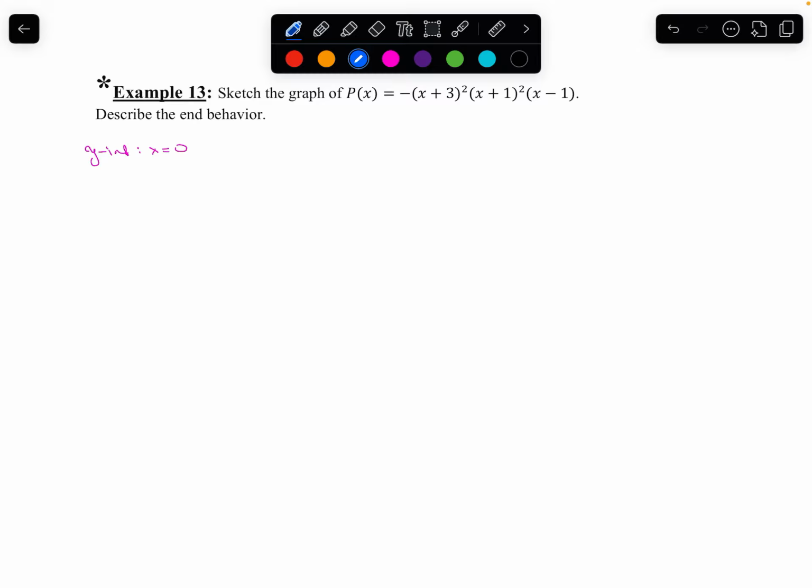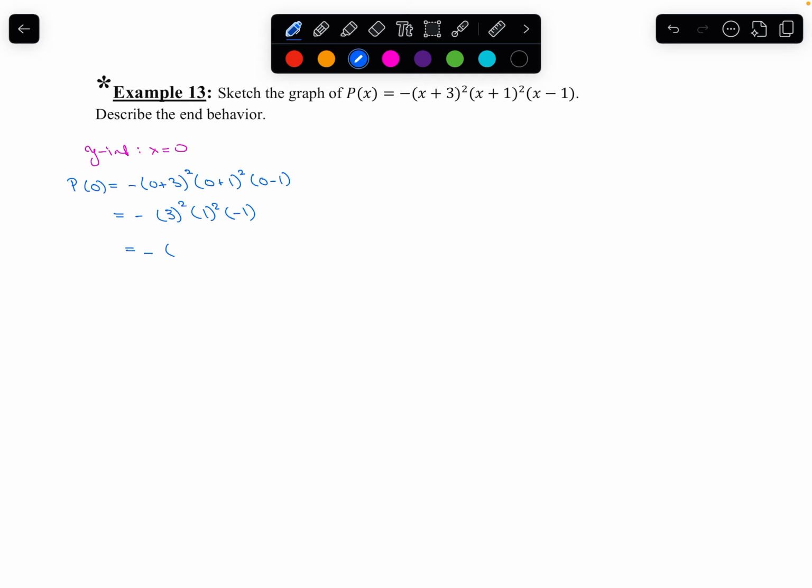So we have p at 0 is equal to negative 0 plus 3 squared times 0 plus 1 squared times 0 minus 1. So just plugging in zeros everywhere I see x. Okay, so don't forget, keep that negative. That's 3 squared times 1 squared times negative 1. So the negative stays out there.